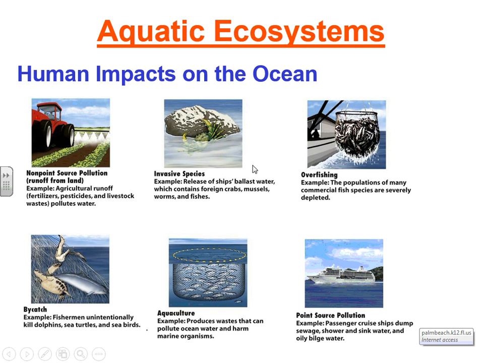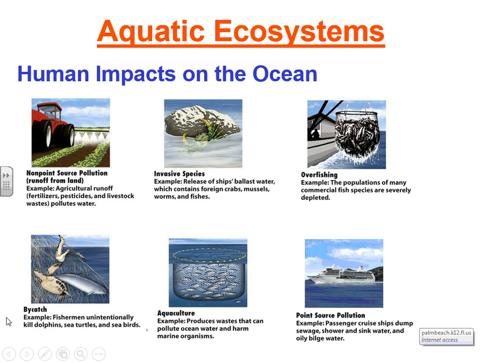Overfishing, so we're seeing many of the fish, you can think about the tuna, the bluefin tuna and different types of fish in the ocean that are being overfished right now for human consumption. So they're commercially depleted, and we're really looking at a lot of fish farming or aquaculture, which can also cause issues in the ocean.